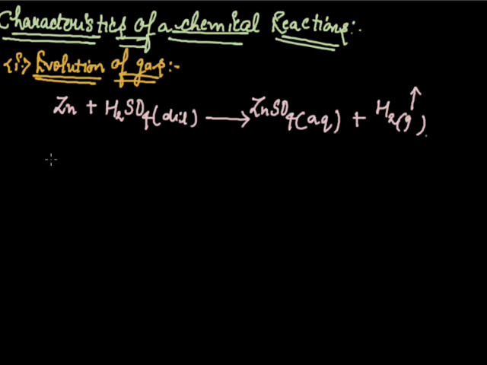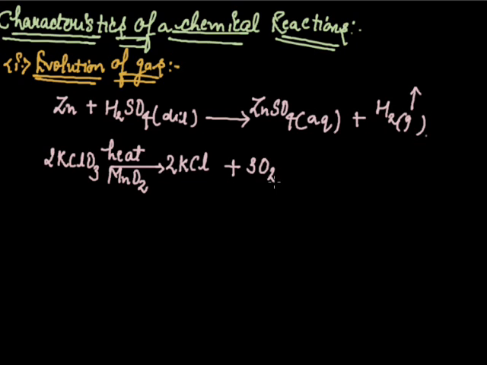Let us see another example. When potassium chlorate is decomposed on heating in the presence of MnO2, it forms KCl plus O2. Here O2 is a gas which gets evolved. That's why we can see some chemical reactions are characterized by the evolution of gas.